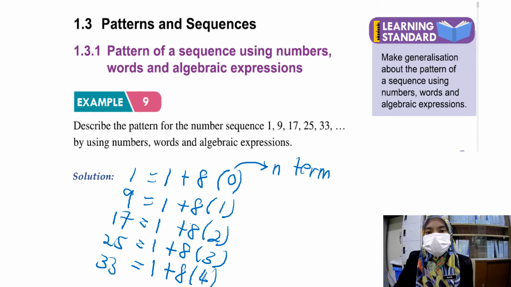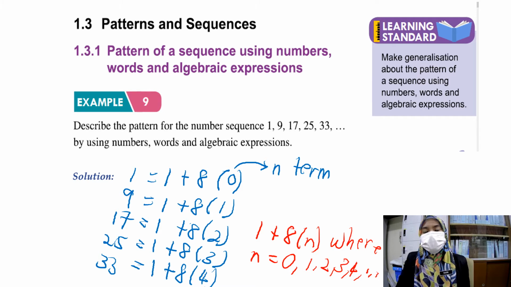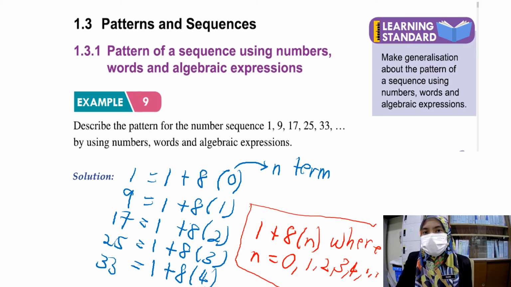Therefore, the pattern for the number sequence can be expressed as 1 plus 8n, where n equals 0, 1, 2, 3, 4, and so on. This is how you describe pattern in algebraic expression.